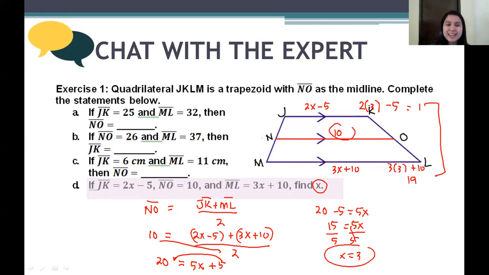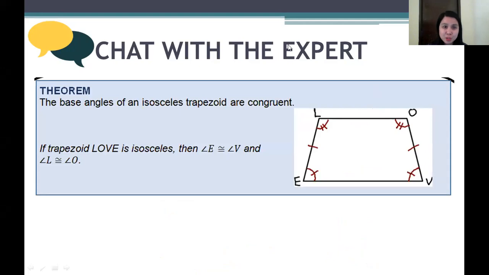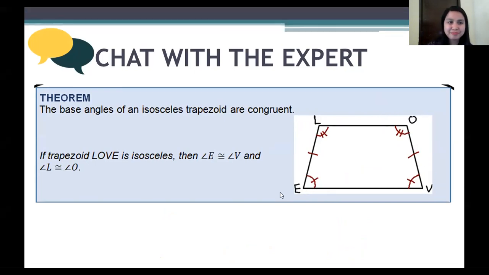Very good. Now, let's talk more about isosceles trapezoids. Now, what is an isosceles trapezoid? Remember that in the chat box, can you tell me, in this quadrilateral LOVE, what are the legs? What are the legs in quadrilateral LOVE? Can you name them?